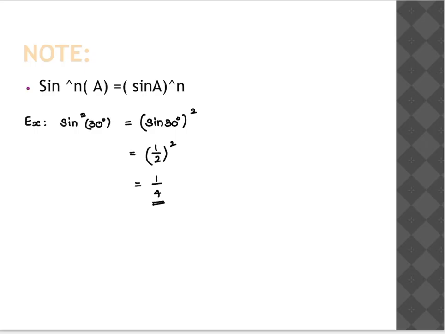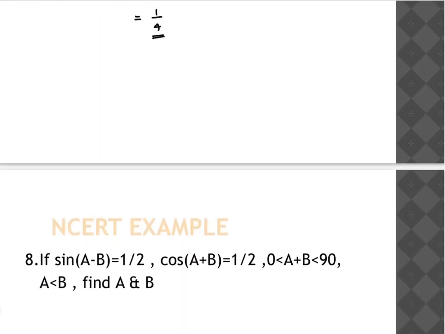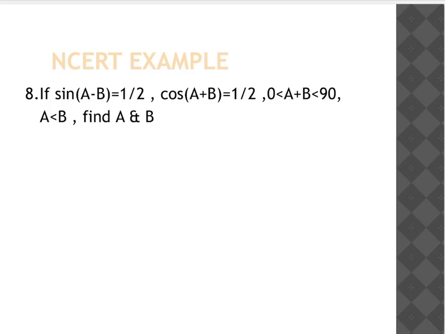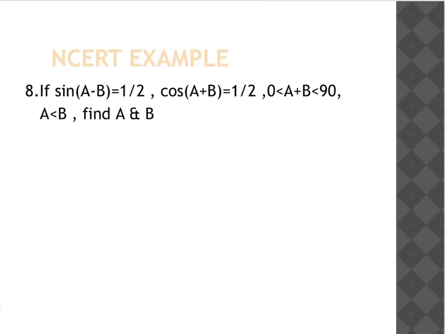This is one more important point you have to remember to solve any question related to standard angles. Okay, so further we will discuss 1-2 examples from NCERT. One is NCERT example 8 from the NCERT book. I have taken this one. Suppose sine of a minus b is equal to 1 by 2 and cos of a plus b is equal to 1 by 2, where 0 is less than a plus b less than or equal to 90, and a is less than b. Find a and b. What are the values of angle a and angle b? So we need to find it.